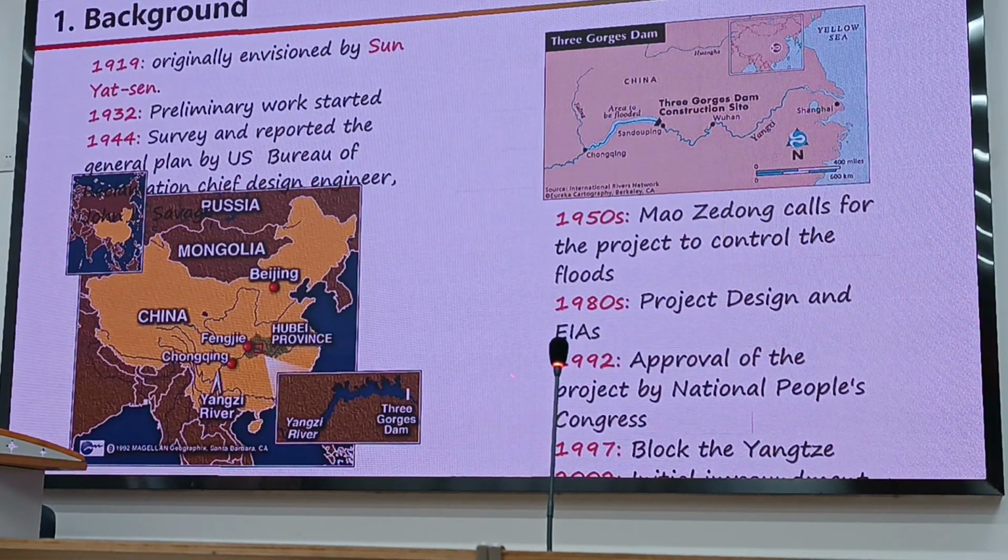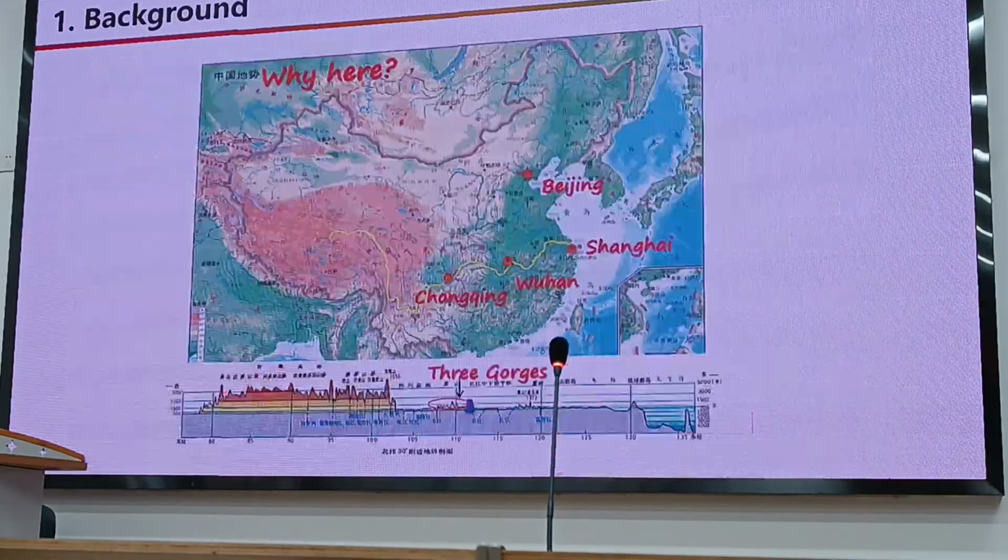So in 1992, the project was approved by the National People's Congress, and this is the only project approved by the National People's Congress. And in 1997, they blocked the Yangtze, and in 2003, 20 years ago, they started the initial impoundment of the Three Gorges. This is a brief history of the China Three Gorges Dam.